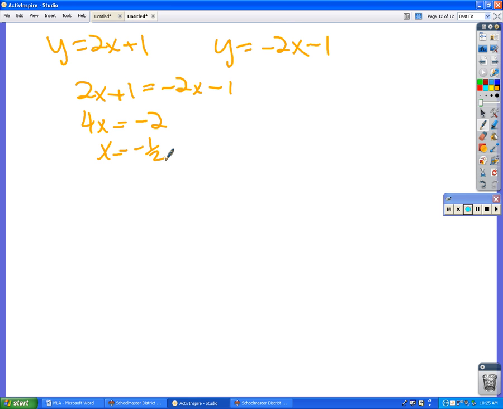If I plug that into either one, and you should plug it into both to check to make sure that your answer is correct, you should get the same answer either time. Just give me a second. I'm giving you a second. 0. Okay, good job, Cody, you redeemed yourself. So the place where those 2 lines intersect is at negative 1/2, 0.